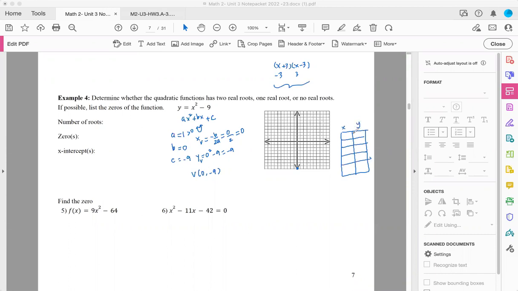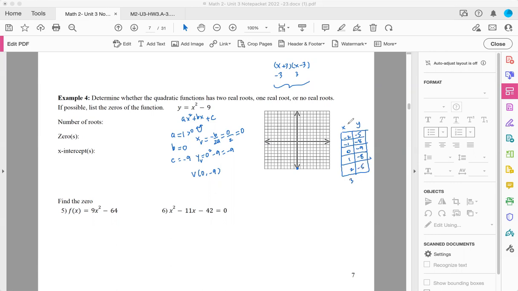-3 is going to give you 0, and so will +3. Your vertex is at 0, -9. You can take 1 point left, 2 points left, 1 point right, 2 points right, and you can plug them in. 1 is going to give you 1 squared minus 9, which is -8, and -1 will give you the same. 2 will give you 2 squared, which is 4, minus 9 is -5. And this will give you also -5.